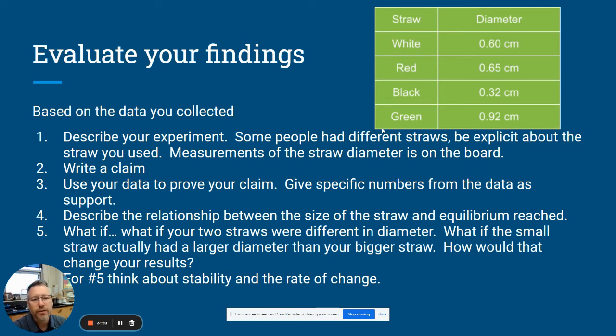The diameters are here on the screen. And so you can use those diameters to show, hey, we had this diameter, that diameter, and then talk about how that affected your equilibrium point. All right, as you go down, you'll notice that in number 3, you're going to be supporting that claim using actual numbers. That's really important. I have been talking about this all year, and I've seen little evidence of you guys using actual numbers in your data.